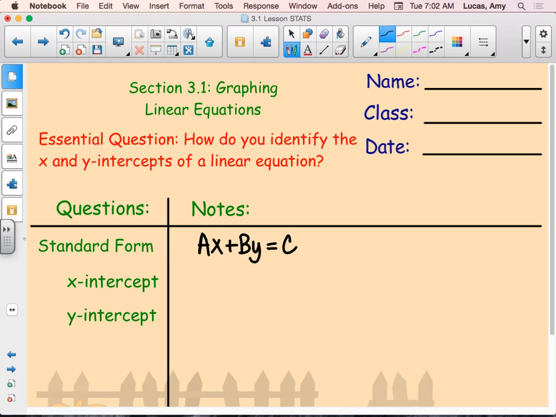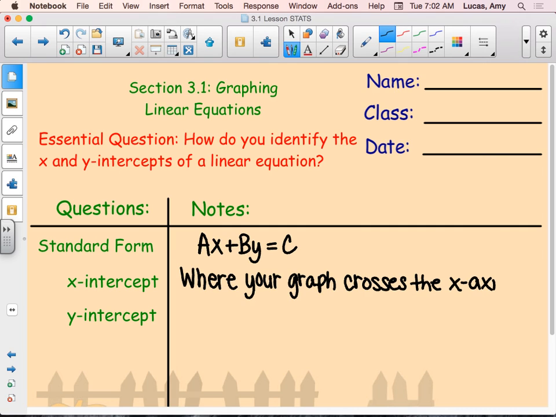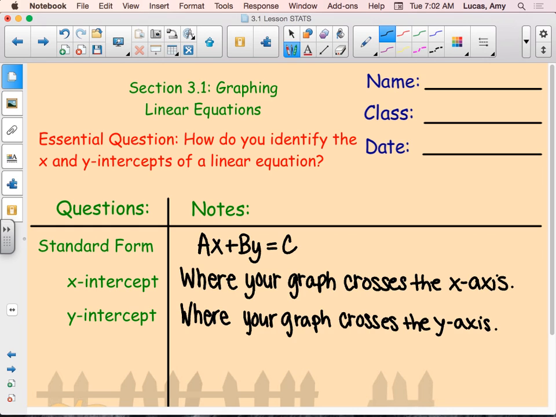The X-intercept is where your graph crosses the x-axis. And similar to that, the y-intercept is where the graph crosses the y-axis. The word intercept is very close to the word intersect. So you can think of your line intersecting the x and y axis, and we're just finding the values for those points.